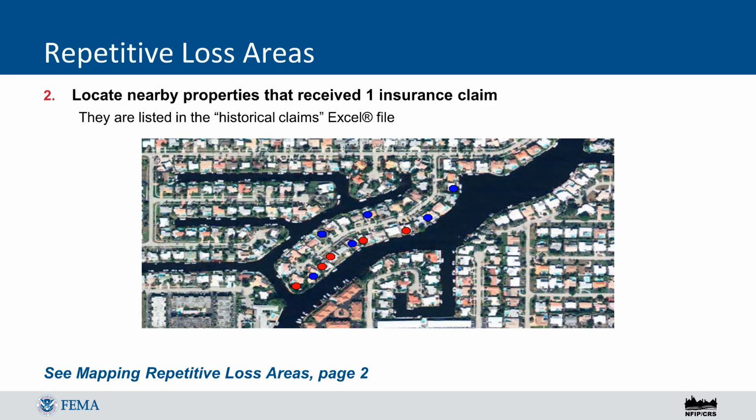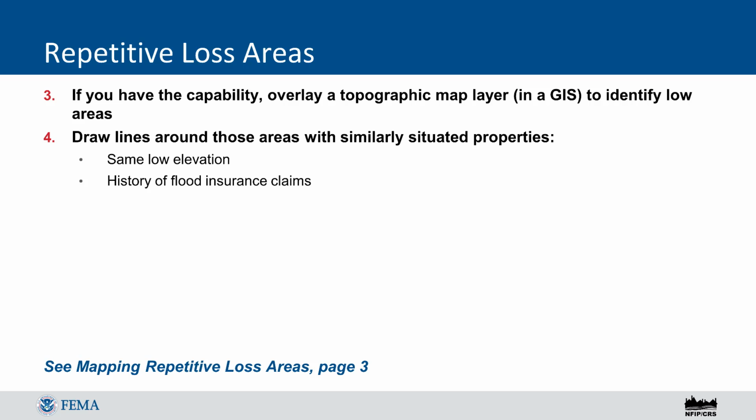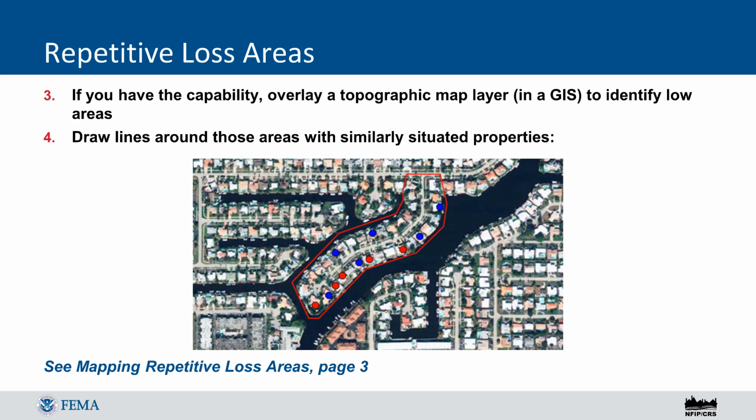You would take this information and then add to the RL properties to get a better idea of where all the losses are occurring. If you have the capability, then I would encourage you to overlay a topo map in GIS to identify low areas or areas where the topo is significantly changing. Then draw a line around those areas with properties having either the same elevation or a history of flood claims. In this case, you can see we have isolated just one finger that is experiencing repetitive loss problems. You would then want to go and look at any other areas and try to determine why this one finger is experiencing losses and the others are not.